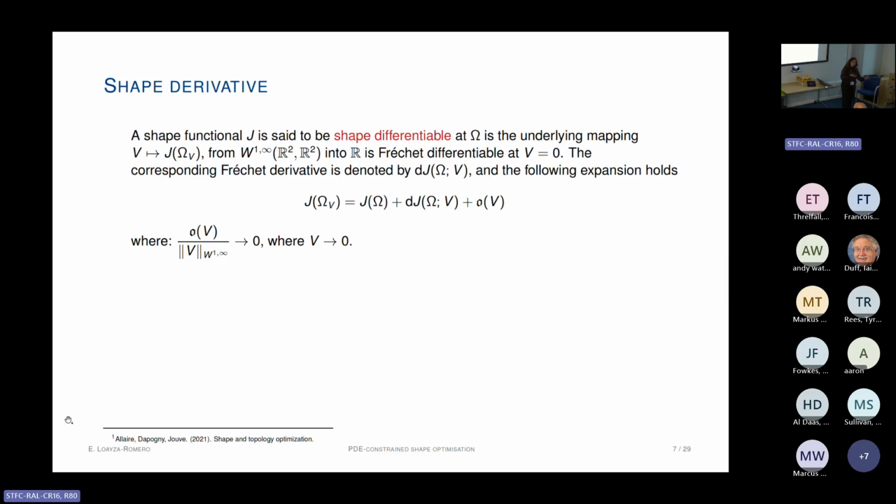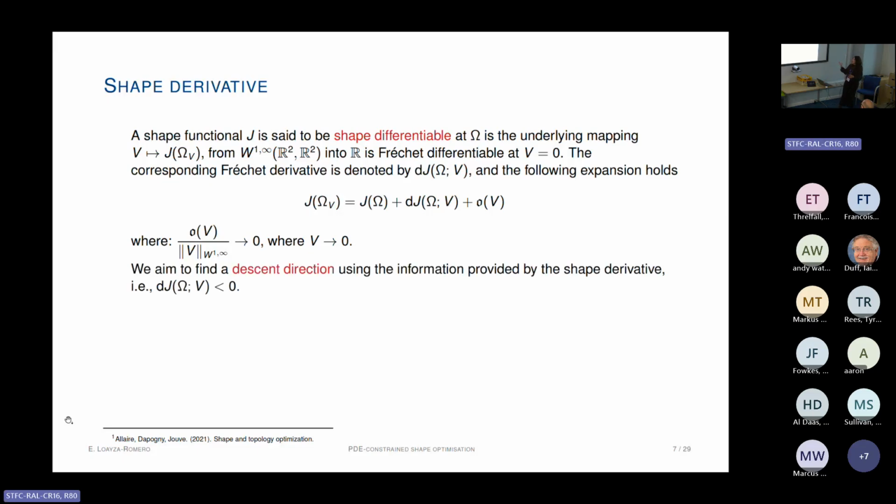So we say that this shape function, also the objective function of our problem, is shape differentiable if this mapping that takes the deformation field into the value of the objective function at the perturbed shape is Fréchet differentiable. That is good because, thanks to the Fréchet differentiability, we have this kind of expansion. And this is exactly what allows us, if we want to solve this problem, to think about the descent directions. Thanks to this expansion, it's very obvious that the descent direction in this context is going to be this very particular deformation field for which the shape derivative evaluated there is negative.